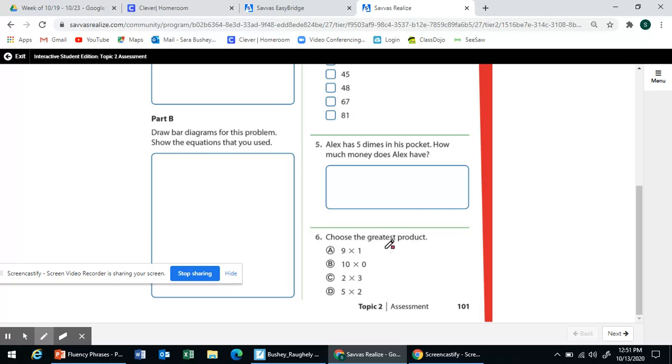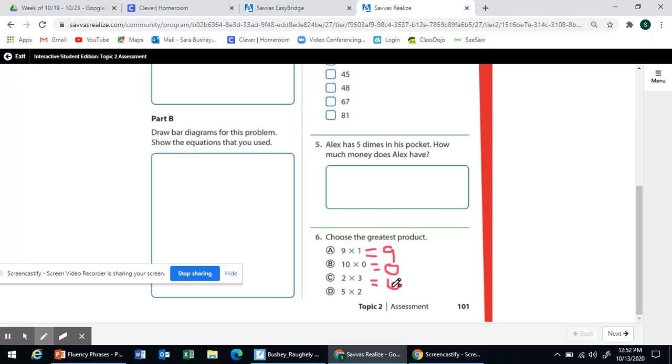Okay, so let's go ahead and start. 9 times 1, 9 groups of 1. So if you have 9 ones, the answer is 9. We should know that, boys and girls. That one's easy. 10 times 0, you have 10 groups of nothing. You don't have anything. The answer is 0. 2 times 3 means that we can either count by 2 3 times, or we can double that 3. 2 times 3 is 6.